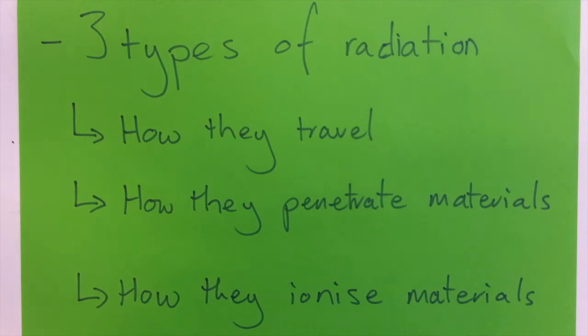Hopefully you noted that alpha, beta and gamma travel different distances, and they're stopped more or less easily, and they have different ionising abilities. This second video reinforces some of those ideas from the first video, but actually gives you a little bit more detail and also shows you perhaps what you might see if you were to do a practical demonstration.